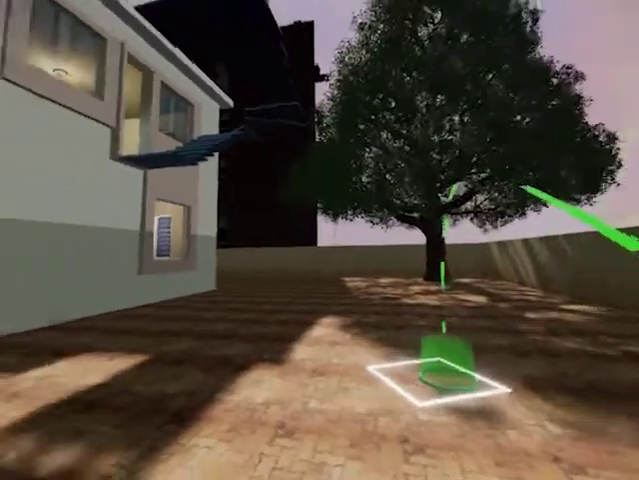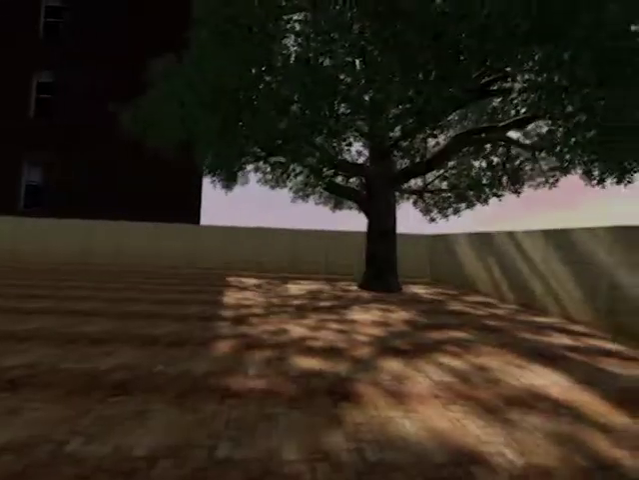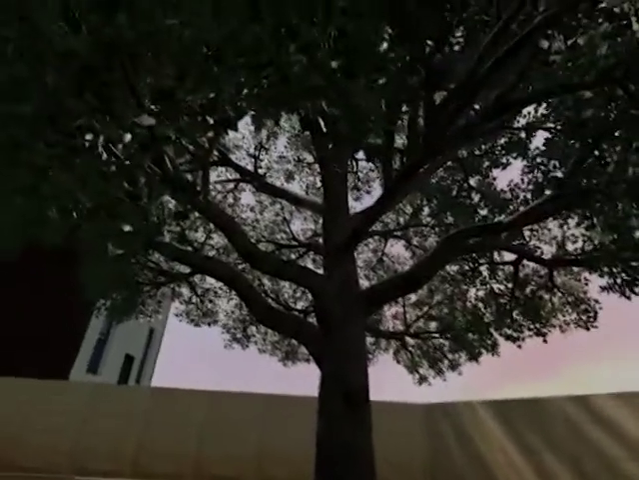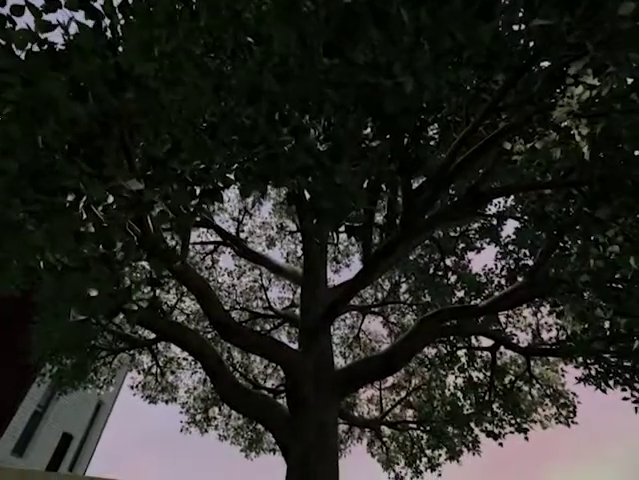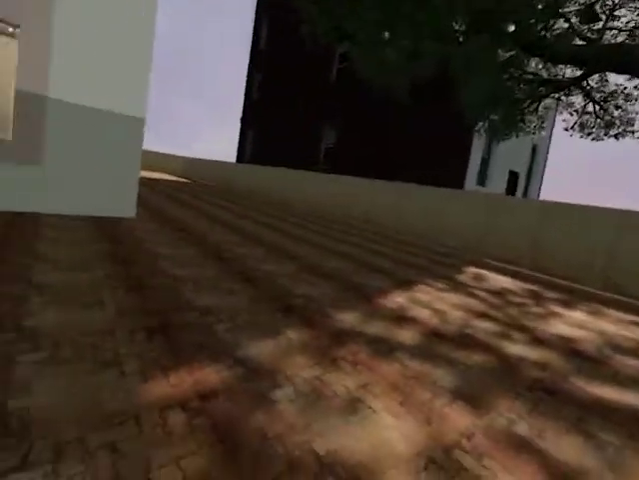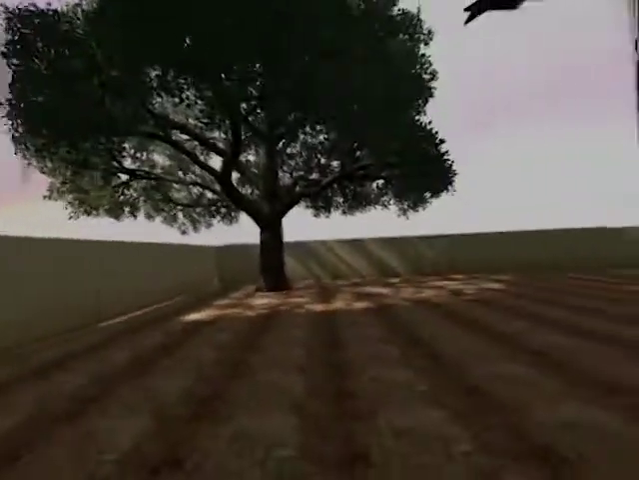The shadows have been implemented into the immersion. On this tree here specifically, you can also see that there's animation and the leaves are actually rustling in the wind. We continue to teleport around the building and around the environment.